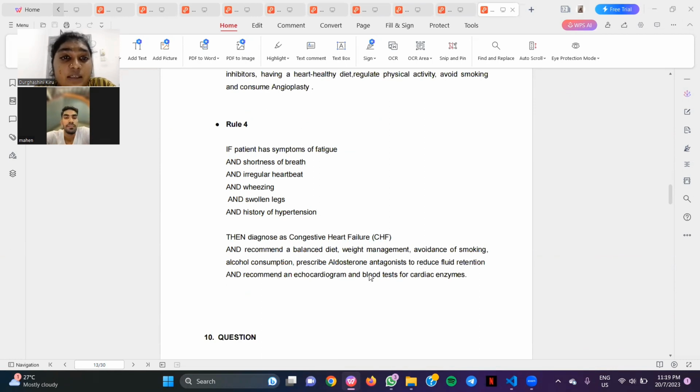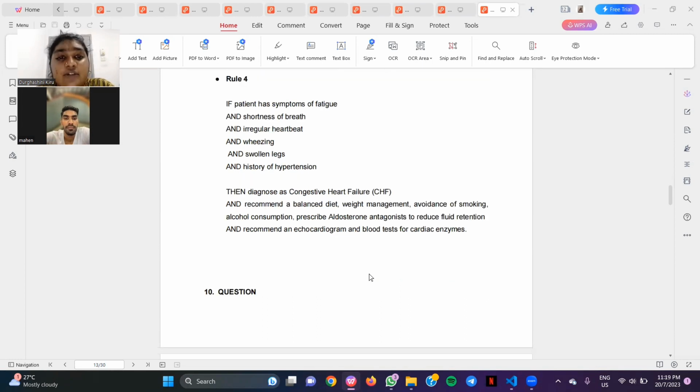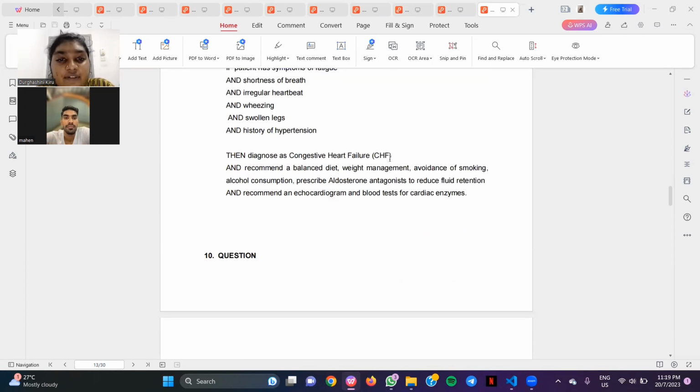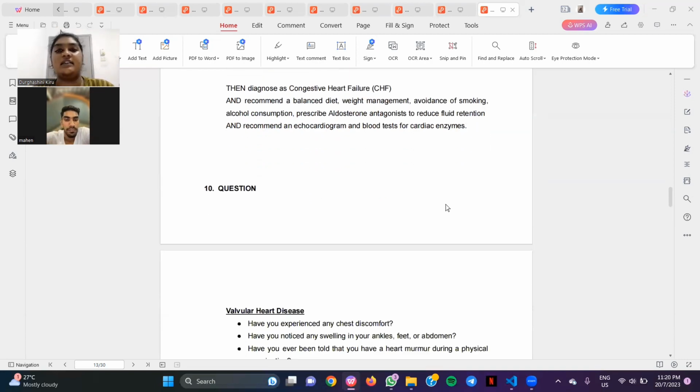And next is rule number 4. If a patient has symptoms of fatigue, shortness of breath, irregular heartbeat, wheezing, and swollen ankles, and has a history of hypertension, then the diagnosis is congestive heart failure. They are recommended a balanced diet, weight management, and avoiding smoking and alcohol, and they must be prescribed aldosterone and estrogen to reduce fluid retention, and also an angiogram and blood tests for cardiac enzymes.